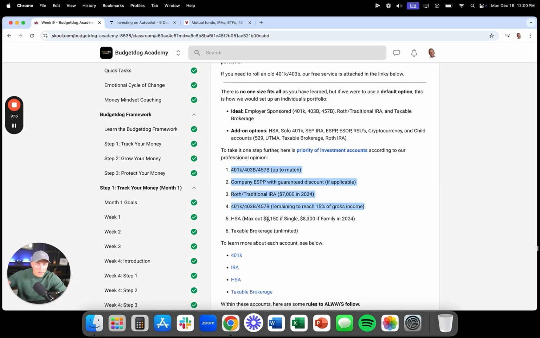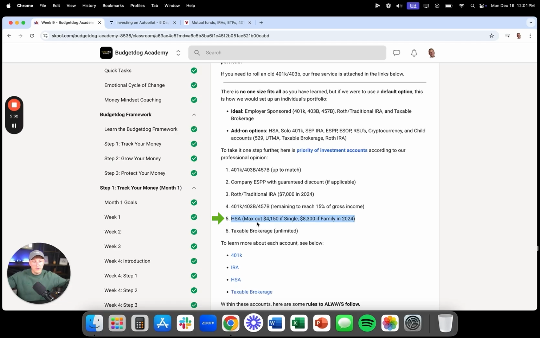Now, on top of that, and debatably, I don't want to throw a wrench in anything, but debatably, this number 5, HSA, could slide up here to number 2. Debatably. However, I treat this as a little separate. And so you could, let's say you have additional money over 15% of your gross income, you could then move to your HSA.